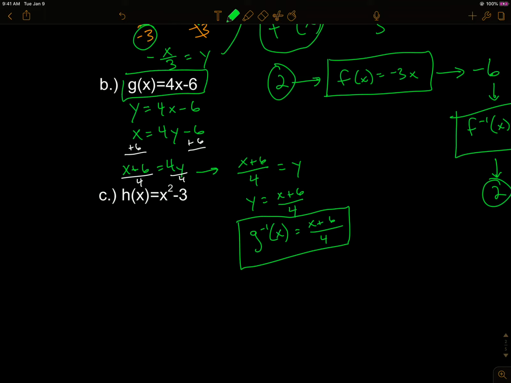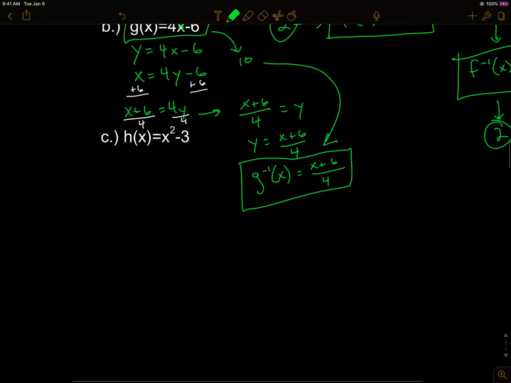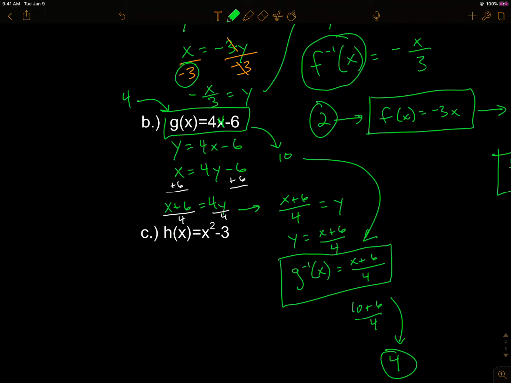So if these are our two functions, let's plug in a 2 again into g of x. What do we get out? If I plug in a 2 and I plug that in for x, I get 4 times 2 is 8. 8 minus 6, it spits out 2. 2 is a bad example. That's going to get confusing. Let's go with 4. If I plug in a 4, 4 times 4 is 16. 16 minus 6 is 10. So I plug in a 4 to g, it spits out a 10. If I now take that 10 and plug it into the inverse of g, I get 10 plus 6 over 4. That is 16 divided by 4. It spits out a 4. So you can see I'm back to where I started.